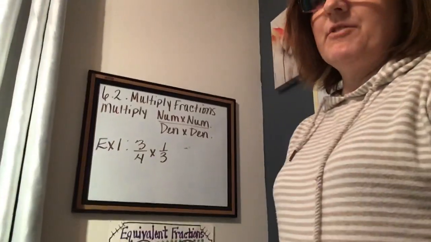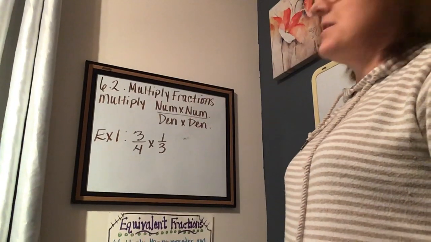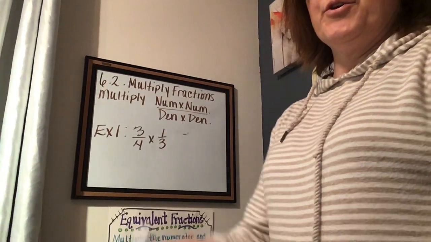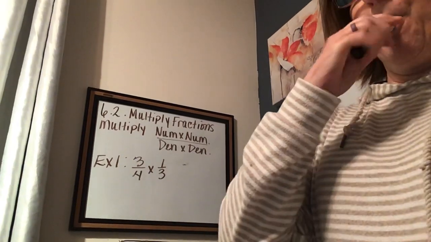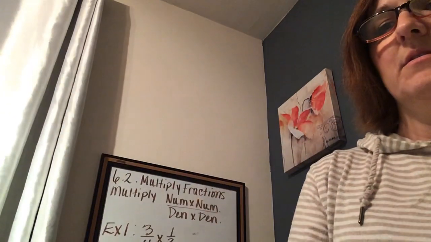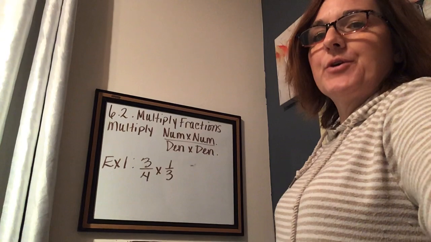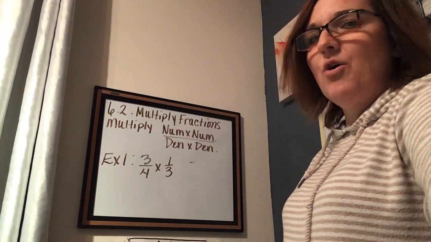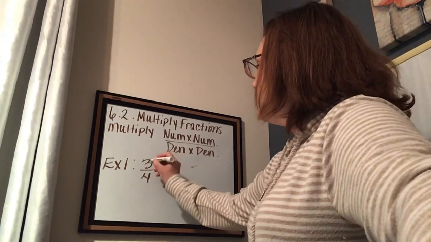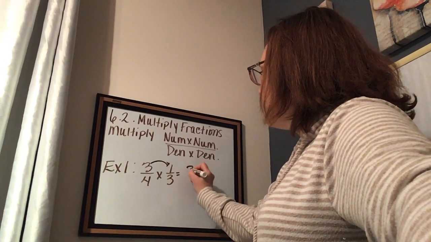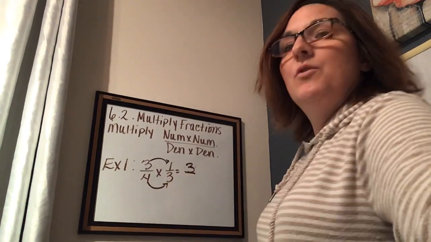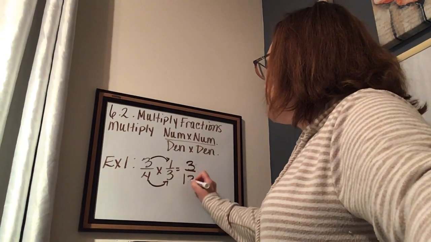All right, our very first example. Multiplying our fractions, 3/4 times 1/3. Our very first example is 3/4 times 1/3. When you're multiplying fraction by fraction, all you have to do is multiply straight across. So you're gonna multiply 3 times 1, and that gives you 3. Multiply 4 times 3, and that's going to give you 12.